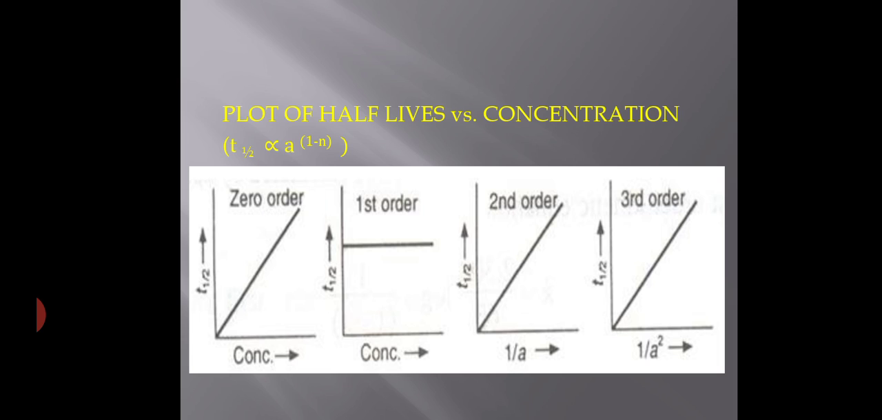Similarly, for the second and third order, I have taken 1 by A and 1 by A square, where the concentration I have not taken. So in that case also it depends on concentration, and you can see the zero order, second order and third order have a similar sort of graph. In the first order, it does not depend on concentration, because the formula is 0.693 by K. Hence it is independent of concentration. Got it?